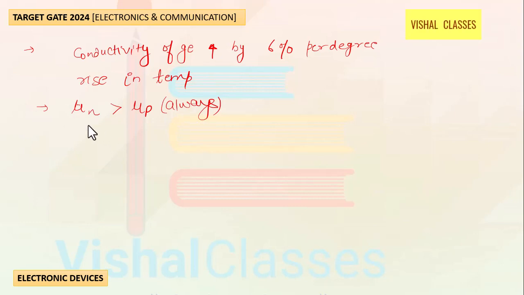So if electrons move faster, as the mobility of electrons is higher, then they will contribute more current compared to holes. If electrons move faster than holes, then they will contribute more current in comparison with holes. Okay.